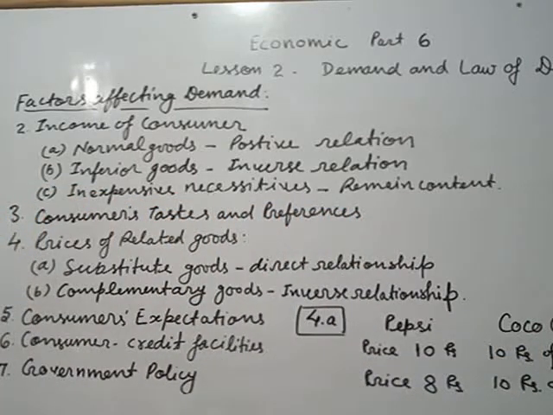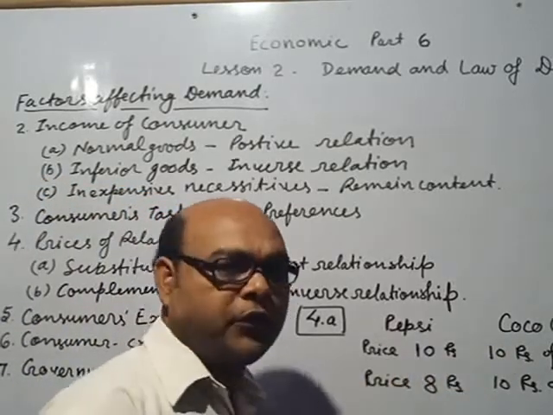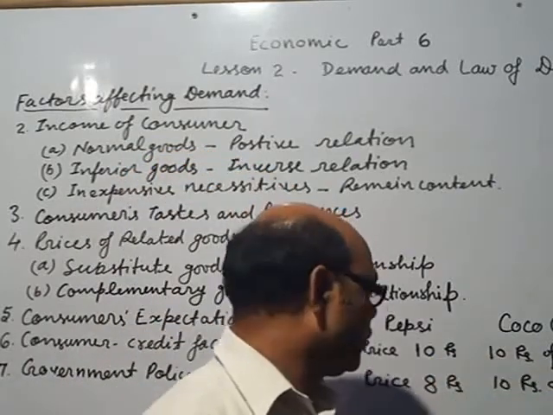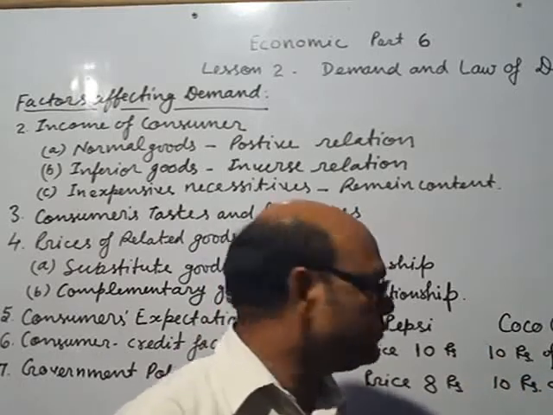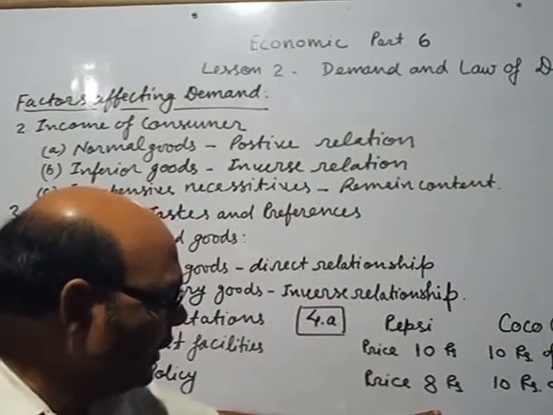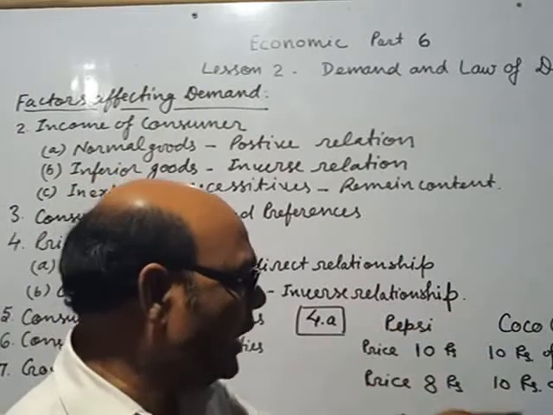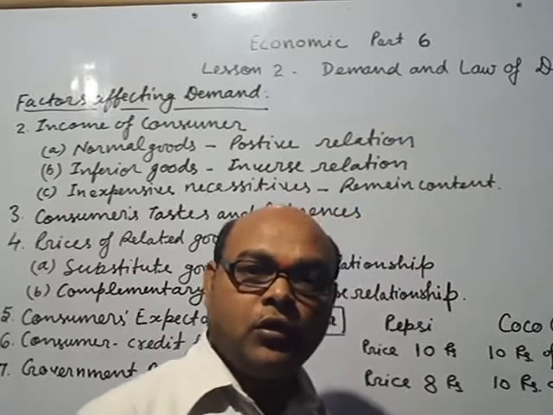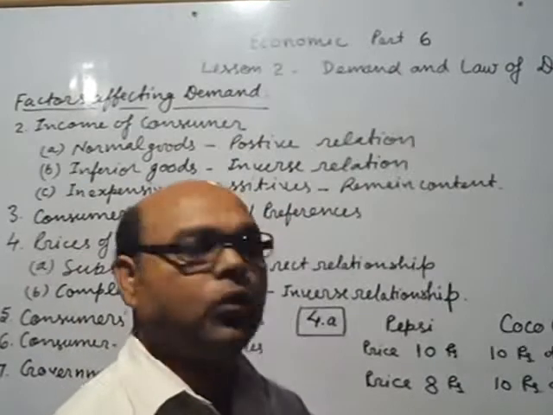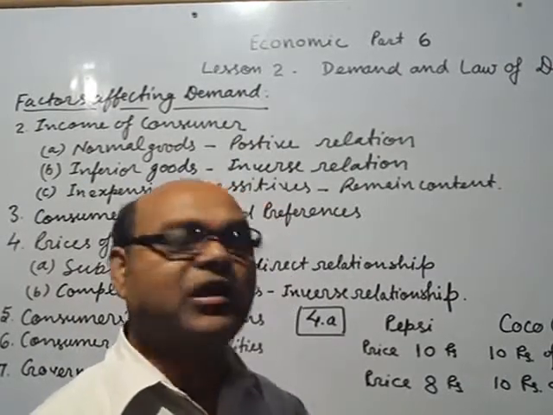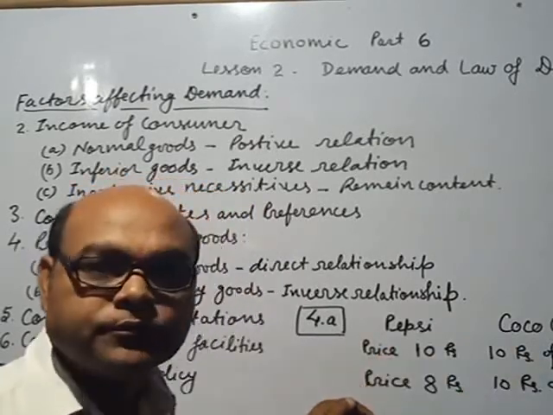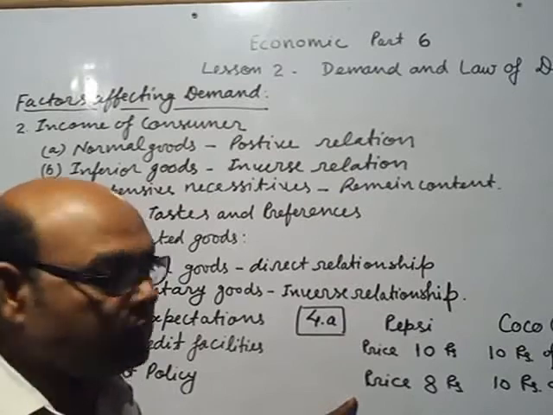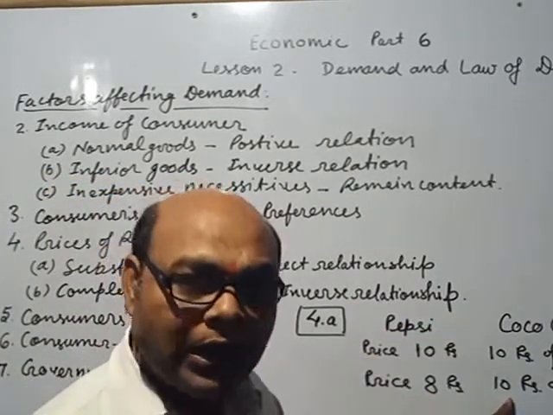Now you are seeing, Pepsi and Coca-Cola both are substitute goods and both were priced at 10 rupees for each 200 ml. Now the price of Pepsi has fallen to 8 rupees, but the Coca-Cola price remains the same, 10 rupees. Now the consumers of Coca-Cola will start to consume Pepsi. So the price of Pepsi will fall down, and the quantity demanded of Coca-Cola will fall down.